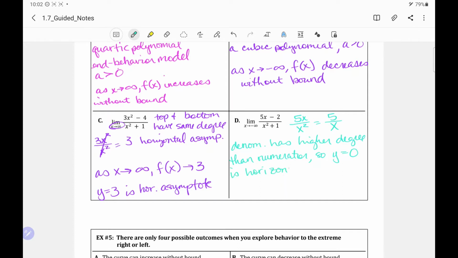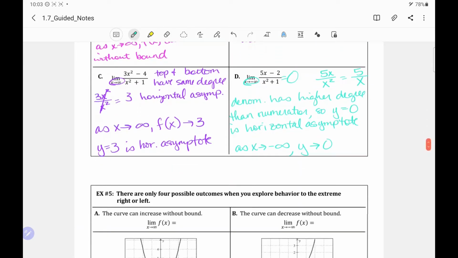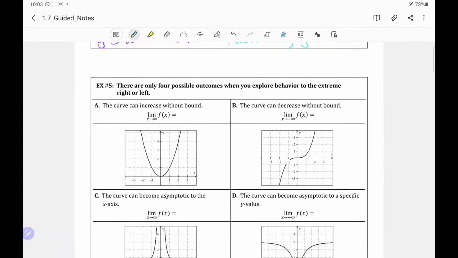Because what's going to happen if we have a constant 5 divided by x, as x gets bigger and bigger and bigger? What's going to happen to 5 divided by a bigger and bigger value of x? It's going to get closer and closer to 0, but it's never going to be exactly 0. So in this case, as x approaches negative infinity, y approaches 0. Okay, so our limit is 0. So let me move my writing over a bit to write that. So the limit equals 0. Okay, so let's go to the next page now.